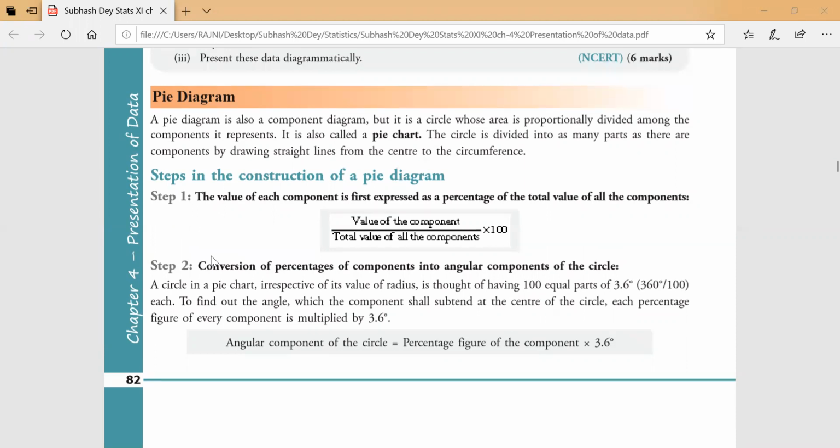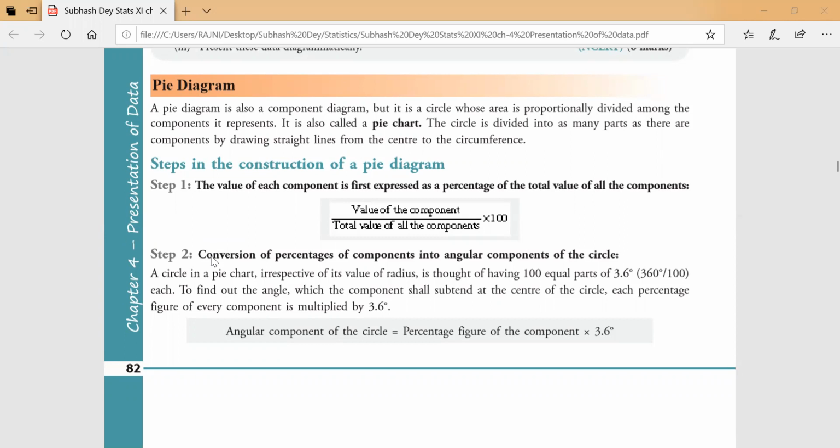Then we were discussing the diagrammatic presentation of data, in which we have studied three forms of data: geometric diagram, arithmetic line diagram, and frequency diagram. Geometric diagrams were further classified into two terms: bar diagram and pie diagram. Out of which we have already studied the bar diagrams. Today we will discuss the pie diagram.